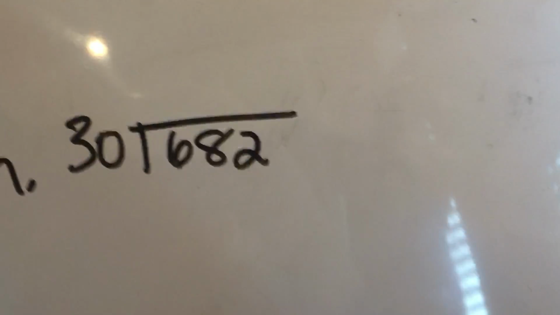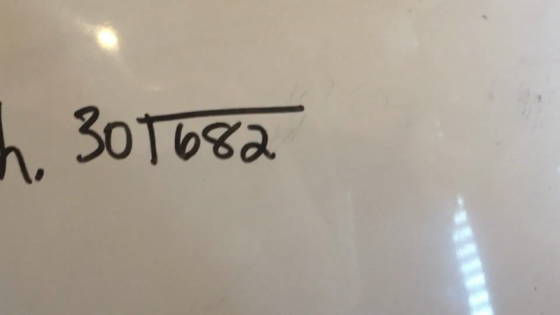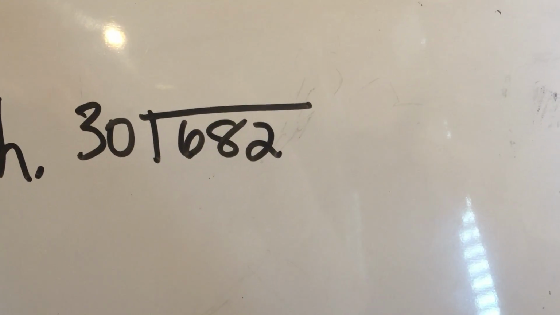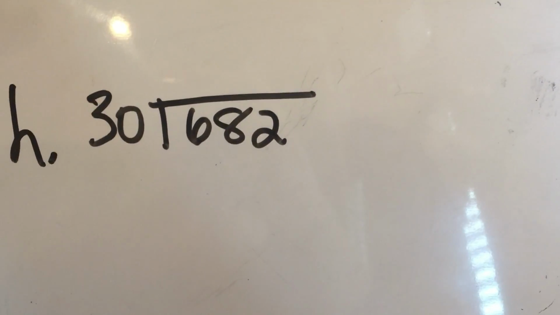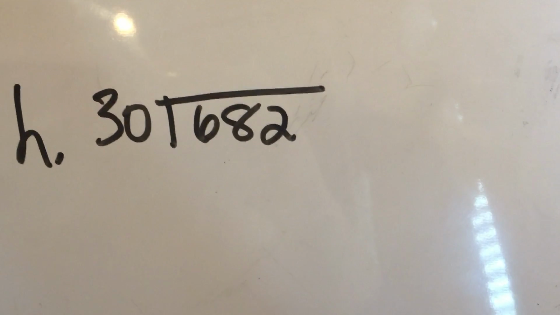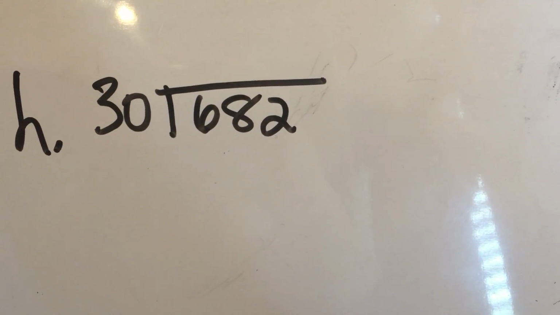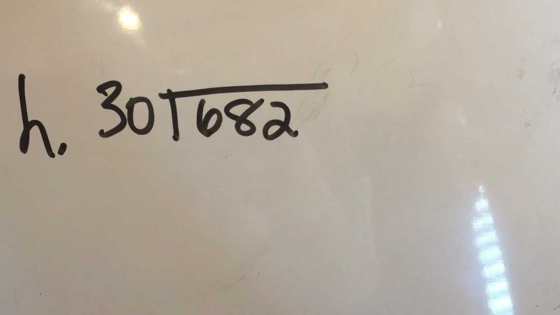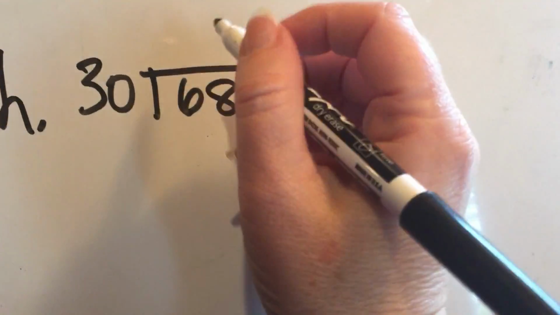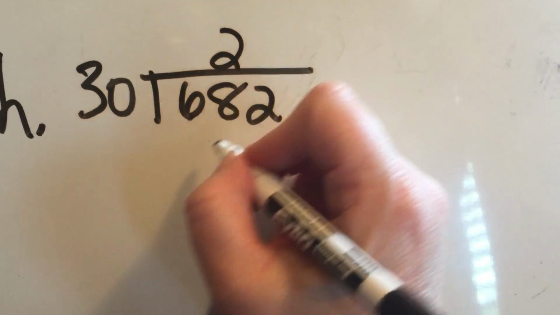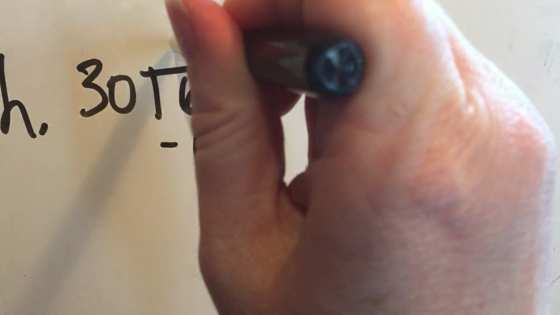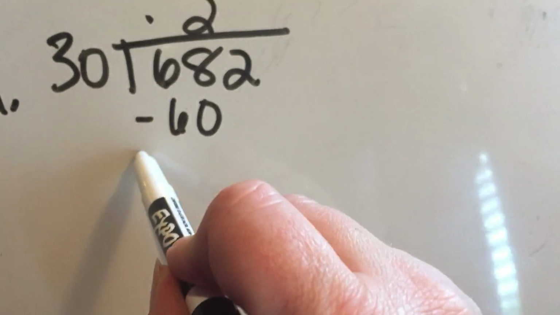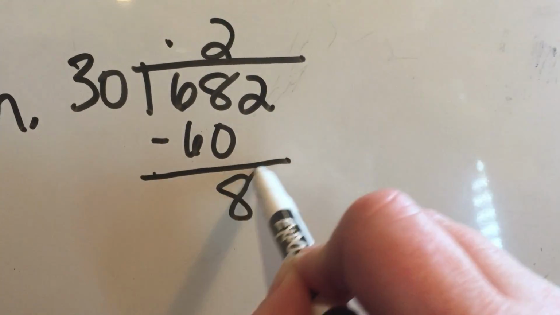Okay, so for this trick, what they mean is, you can't divide 30 into 6, but since we have a number that's kind of easy to work with, we know that 3 goes into 6 twice, so 30 will go into 68 twice. So twice 60. Remember, there's no number here because you can't divide 30 into 6. Subtract.